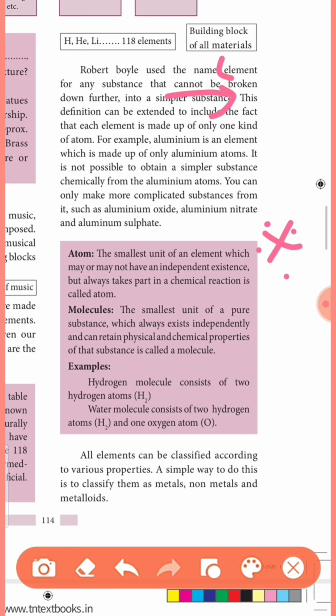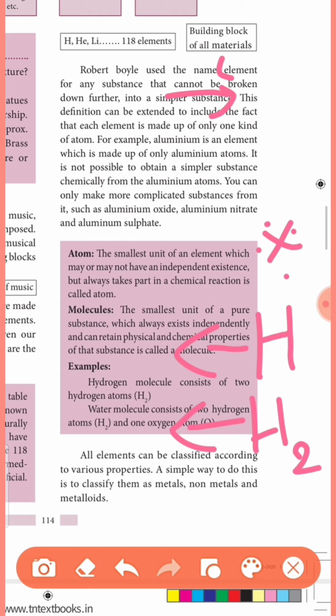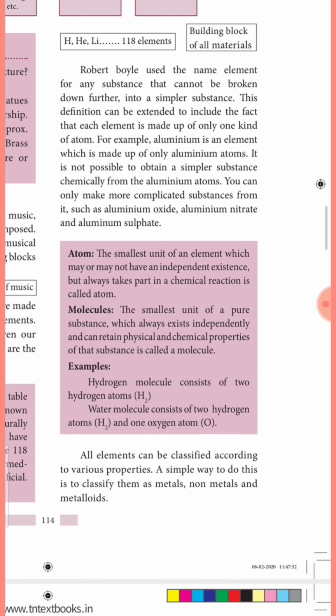For example, a hydrogen molecule consists of two hydrogen atoms. If I want to write a hydrogen atom, I have to write H alone. If I write H subscript 2, it indicates a hydrogen molecule. So, atom means hydrogen H, hydrogen molecule means H2. Similarly, for oxygen: oxygen atom O, oxygen molecule O2. You will learn these things in further classes. Don't worry about this.